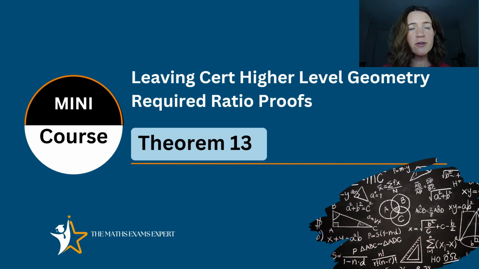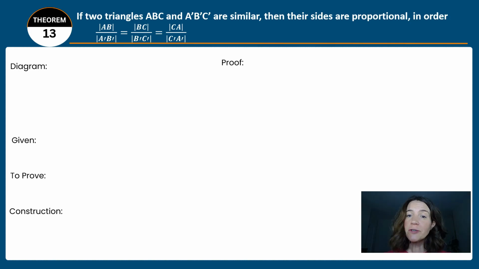So welcome back for this third and final video in this series. This is Theorem 13, which is the last of the ratio proofs that you are required to know and be able to reproduce in the Leaving Cert higher level exam. I'll share a study tip at the end of this video, so make sure you watch till the end.